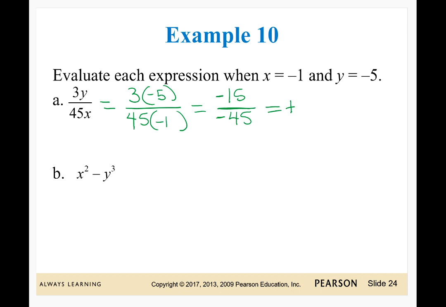15 and 45 have factors in common, right? They are both divisible by 15, so this is 1 times 15, and this is 3 times 15. So those 15s will divide out, and I'm left with positive 1/3 as my final answer. Now, some people may have just taken out the factor of 5 first and then taken the factor of 3 out. You can do that. It just means you're going to do multiple simplifications. I just did one by always looking for that greatest common factor.